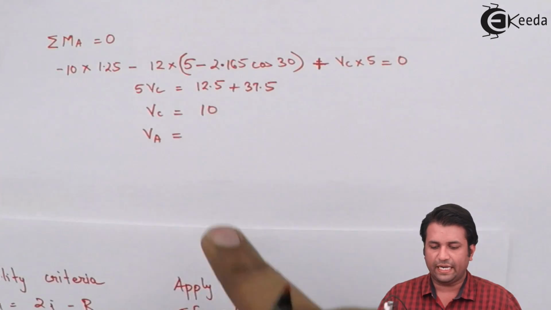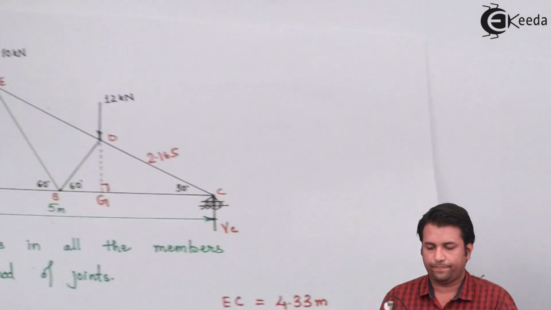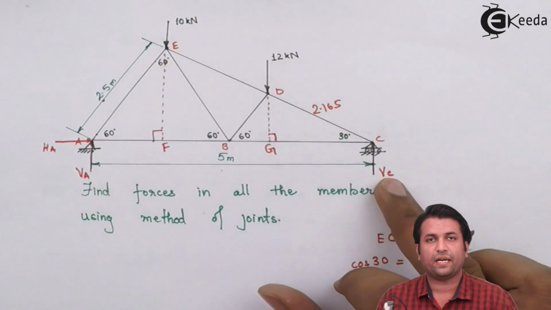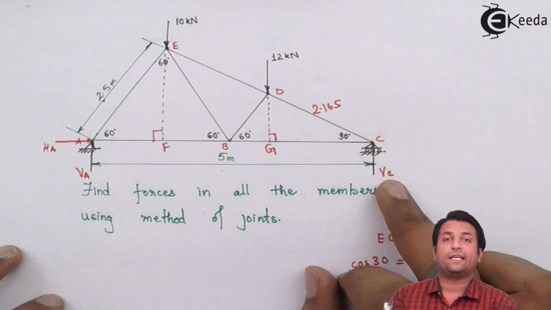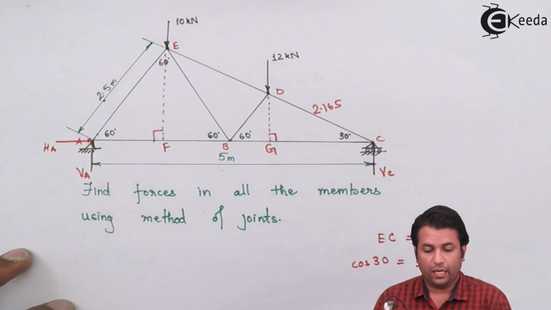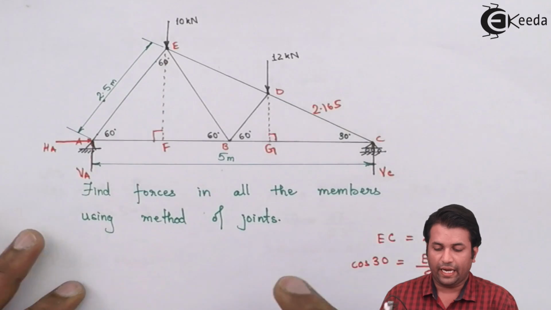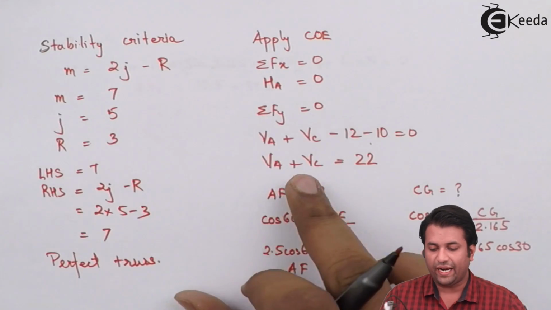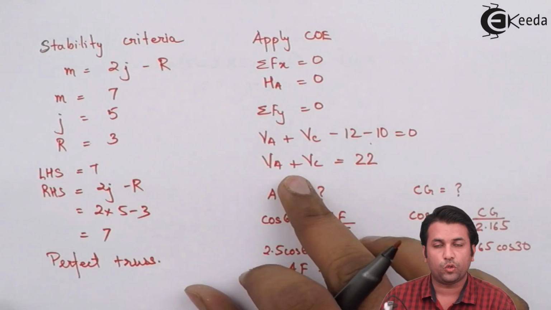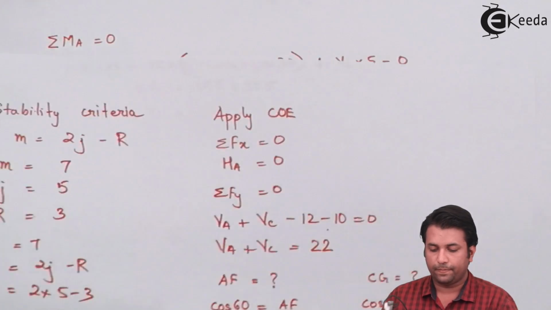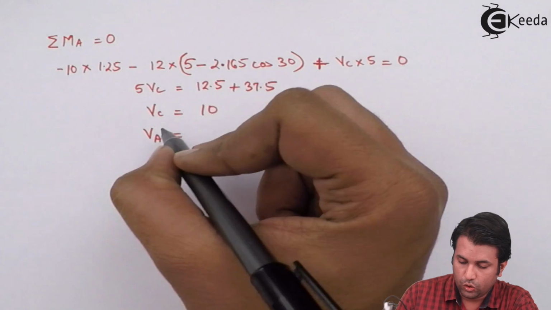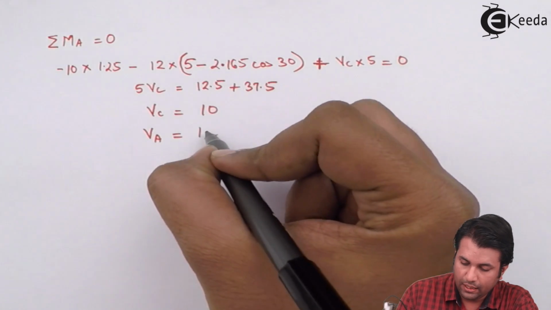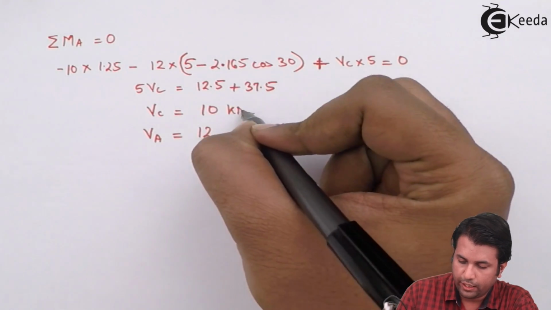The value for VC that I'm getting is 10 kilonewtons and it is positive. That means my assumption, the force acting upwards, is correct. Now, I have to find out the value for VA. I can use the equation in the y direction, that is VA plus VC equal to 22. So if I put the value of VC as 10, I'll get the value as 12 kilonewtons.